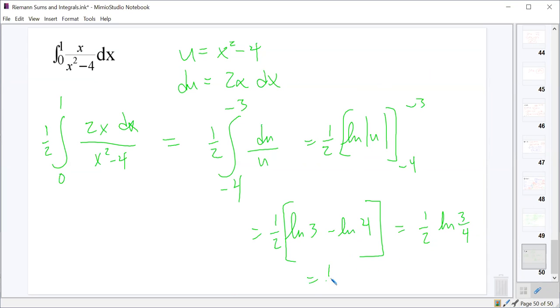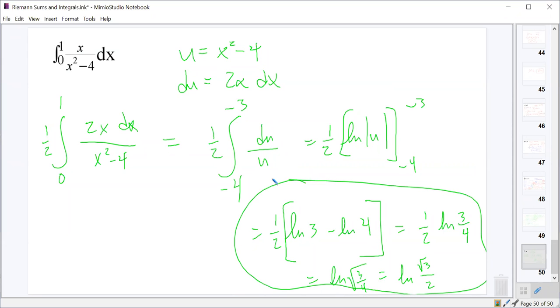We could write this as, no, not 1/2, natural log of the square root of 3/4. We could write this as natural log of root 3 over 2. I'd accept any of those. If it was a multiple choice question, you should be able to get any of those out of it and see that as an answer choice. Good or no?